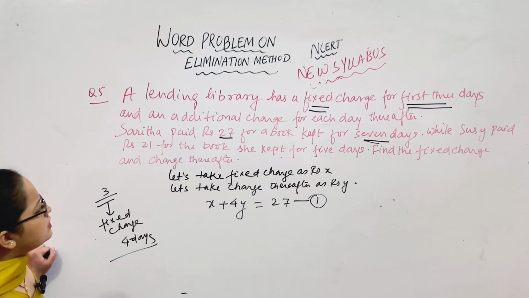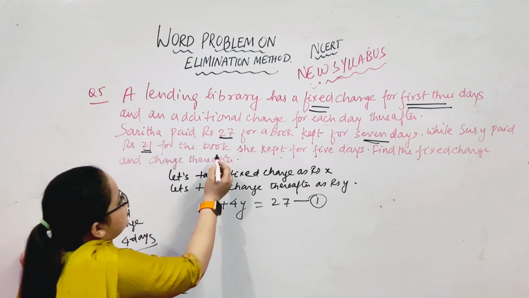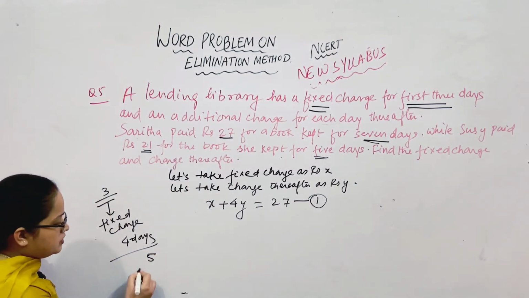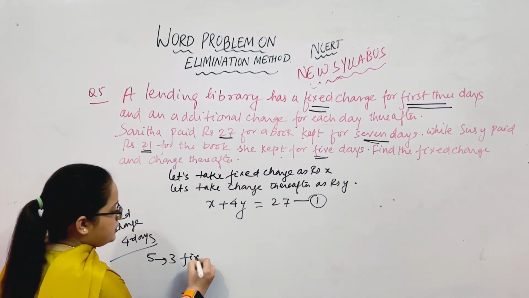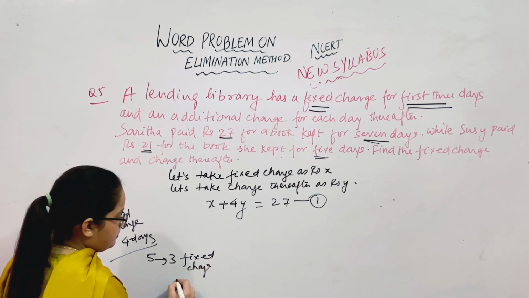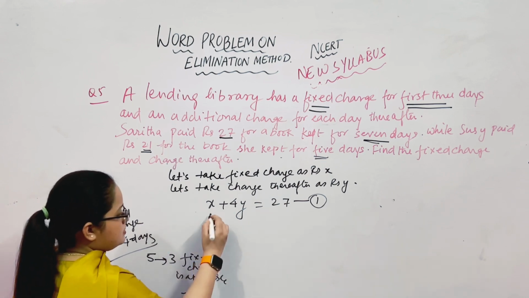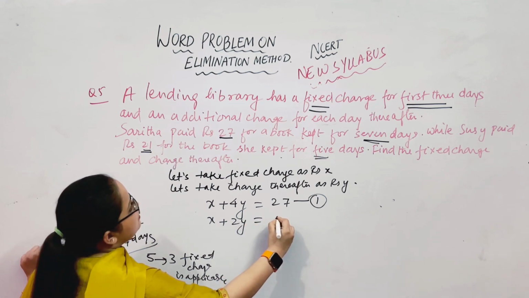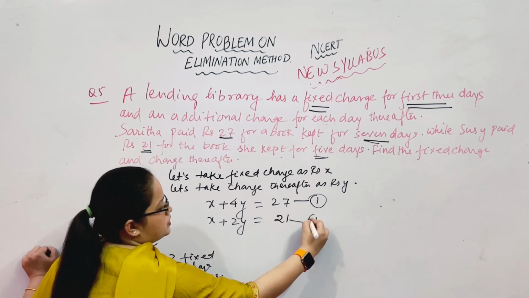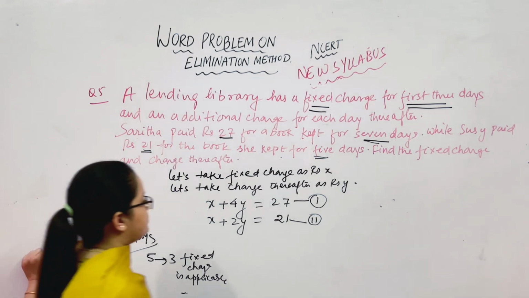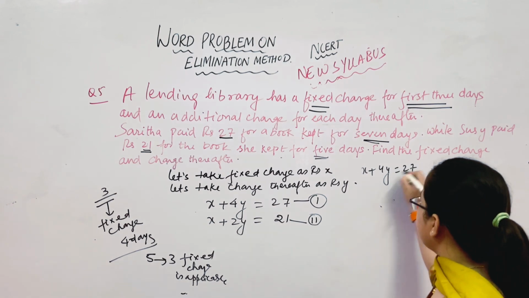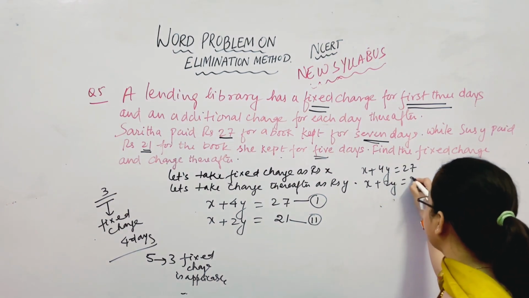Similarly, the other person paid rupees 21 for the book she kept for 5 days. That means out of 5, 3 days fixed charge is applicable. Fixed charge is applicable, right? So for 3 days I will put x, and rest of the 2 days I will put 2y is equals to 21. I mark this equation as 2. I'll just solve it right now. So x plus 4y is equals to 27, x plus 2y is equals to 21.